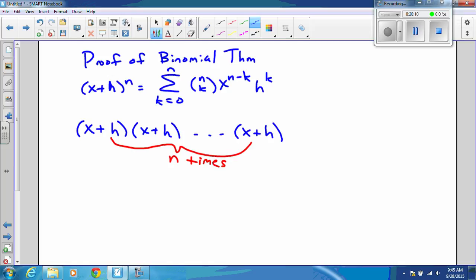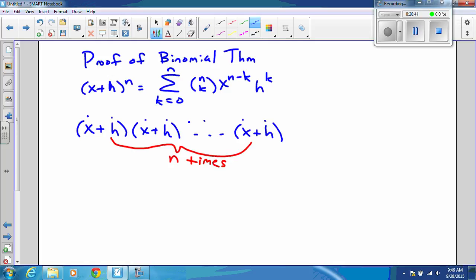But if I leave them uncombined, you have 2 to the n terms. And each term is going to have one of these two multiplied by one of these two multiplied by one of those two, ultimately all the way down to one of those two. In other words, I'm going to have a power of either x or h out of each factor, and that will give me that particular term.